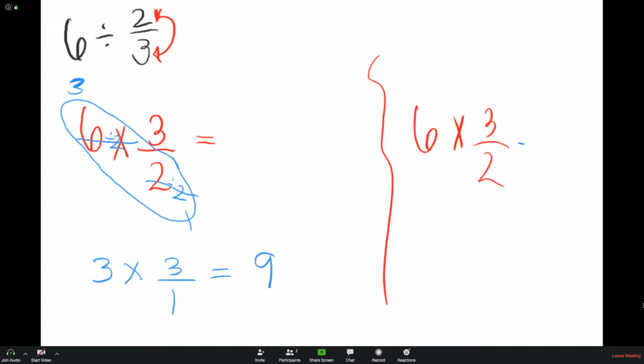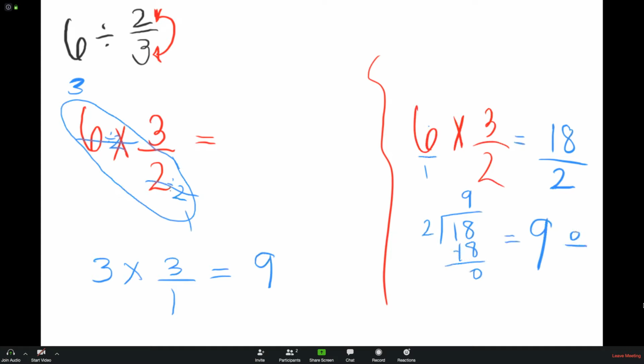If you want to simplify at the end, you would get 6 times 3 is 18. There's nothing here, so it's like over 1. 1 times 2 is 2. And since it's an improper fraction, we need to do long division. 2 goes into 18 9 times evenly, no remainder, all over the same denominator. We don't like this format, so your answer is just 9. We get the same answer whichever way you want to complete it.